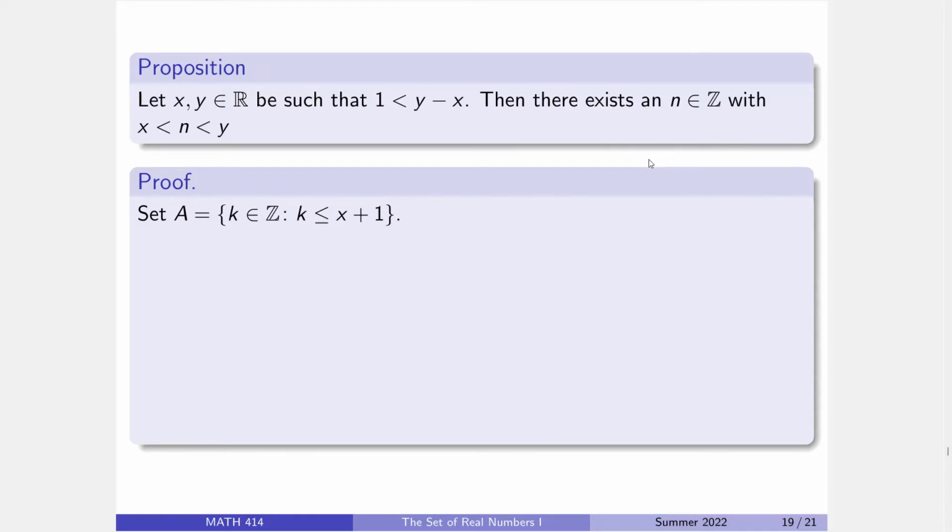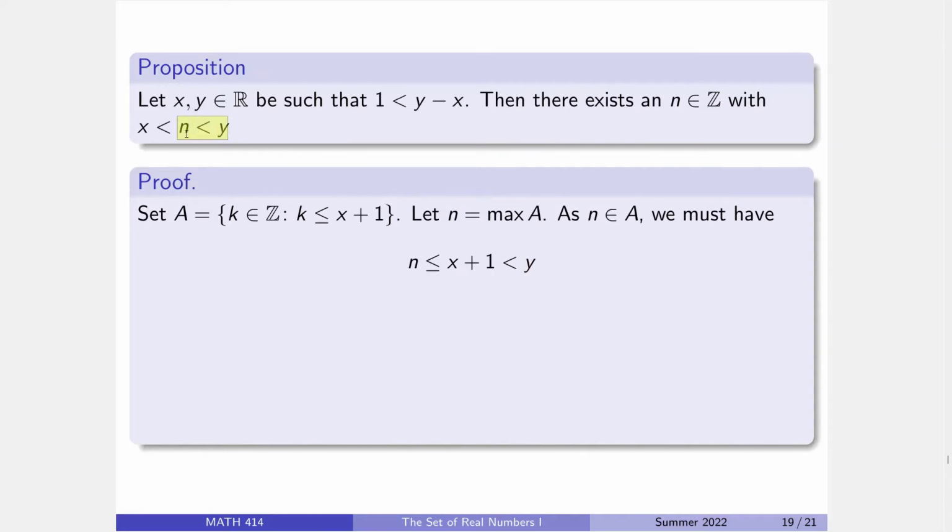So let A be the following set, the set of integers that are less than or equal to x plus 1. All right, well, we know that it has to have a maximum, so let n be the max. I claim this is the n we're looking for. So first of all, since it's in A, remember maximums belong to the set, it's less than or equal to x plus 1, and x plus 1, with the x moved over, is strictly less than y. So we have half of it done.